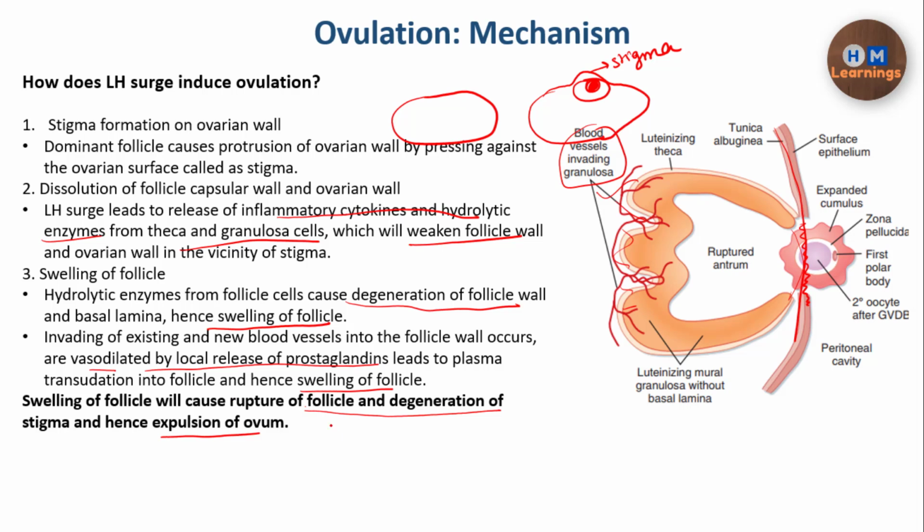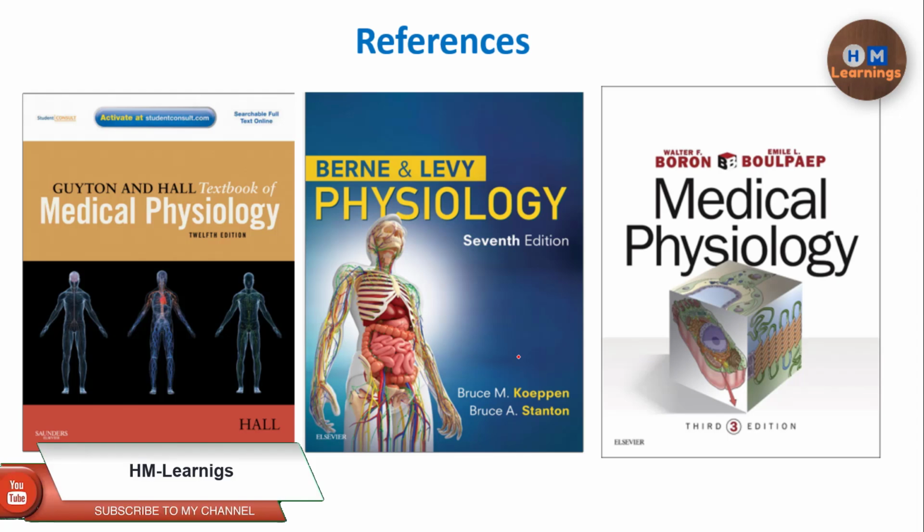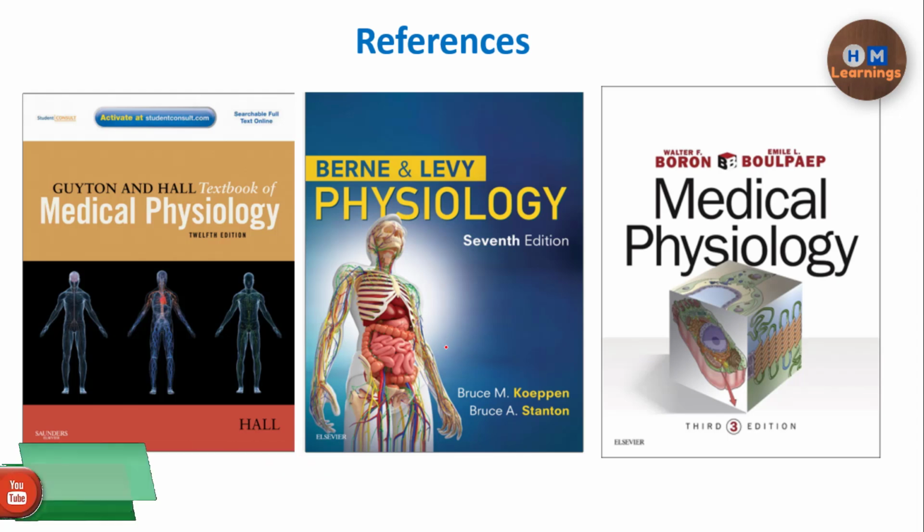Now, where is the role of the progesterone? Progesterone is here. This luteinizing hormone is causing the release of the progesterone hormone, which is causing these actions. It is going to weaken the follicular wall. It is going to cause follicular swelling also, ultimately follicular rupture and evagination of the ovum. So we now know what ovulation is, when it occurs, and how it occurs. These are the references you can look up for further understanding.